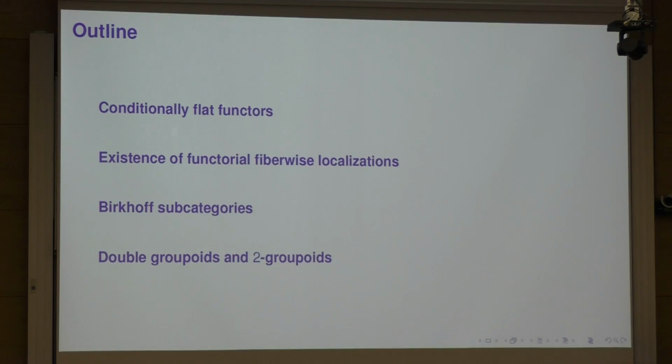The third part will be about Birkhoff subcategories that give plenty of examples of conditionally flat functors. And finally, I will concentrate on one example of an adjunction between double groupoids and 2-groupoids in a Maltsev category.